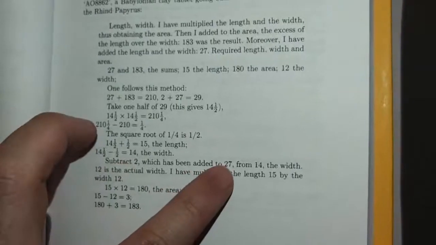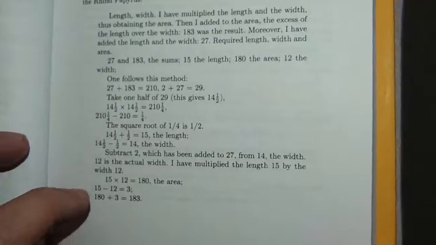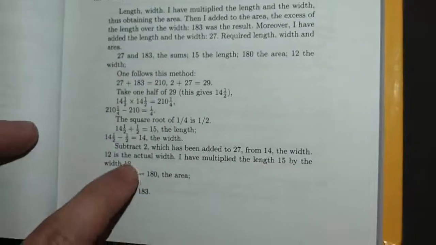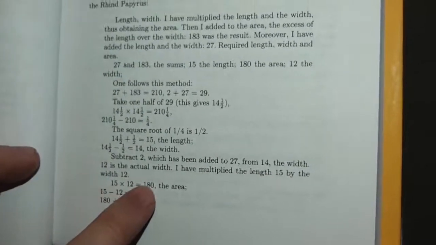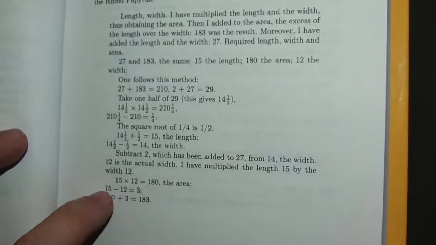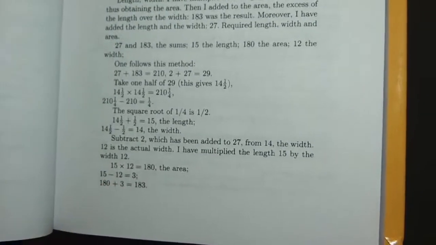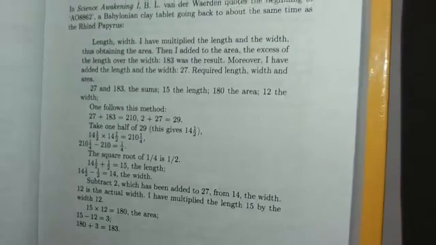Subtract 2, which has been added to 27, from 14, the width. 12 is the actual width. I have multiplied the length 15 by the width 12. 15 times 12 is 180, the area. 15 minus 12 is 3. 180 plus 3 is 183. Okay. So what is going on here?